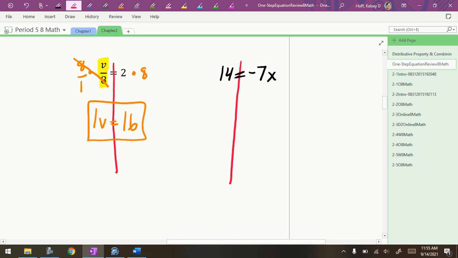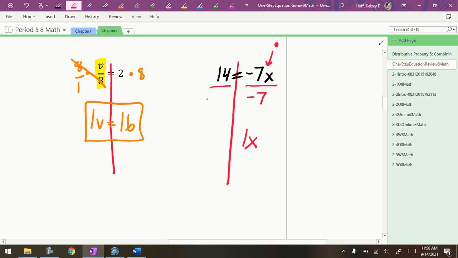When negative 7 is right next to x, what math operation is happening here? Multiplication. Now, the opposite of multiplication is division. What do I need to divide by that I'm going to end up with a positive 1x over here? A negative 7. Whatever you do to one side, you have to do to the other. The whole point is that you end up with a positive 1x. 14 divided by negative 7 is negative 2. Watch your positives and negatives.